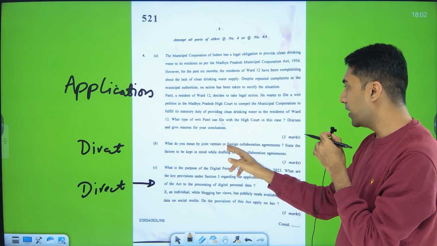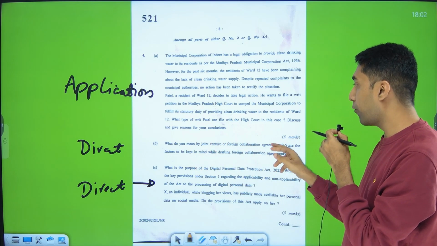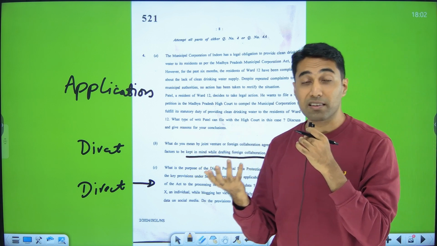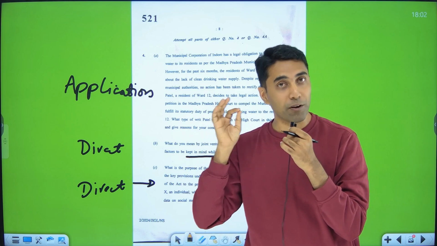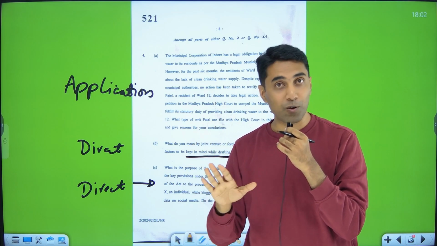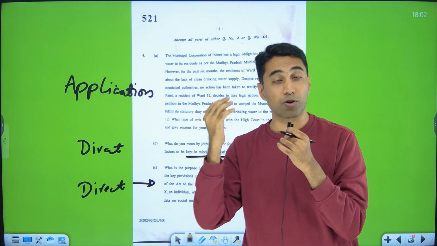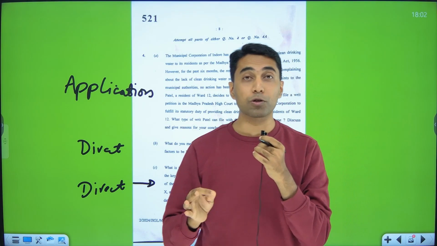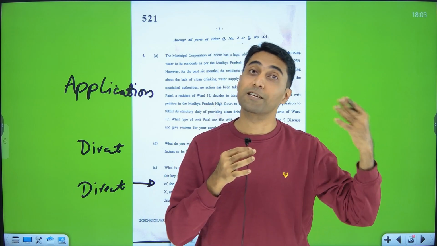Look at this. What do you mean by joint venture or foreign collaboration agreement? State the factors to be kept in mind while drafting. This can't get more direct. If you have studied the study material or the notes, whether it is your academy notes or your personal notes, you should be able to answer this. The problem is most students are not well prepared and they're saying that this paper is hard.